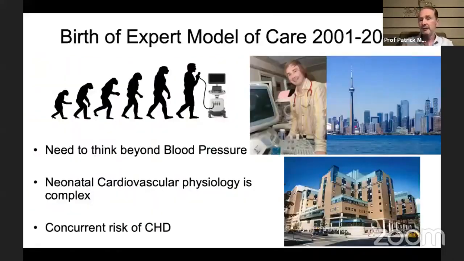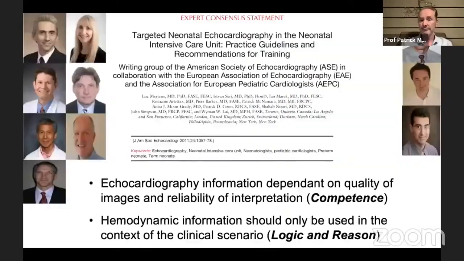So for this and many other reasons, between 2001 and 2010, we started to build the expert model of care, which is based on thinking beyond blood pressure, recognizing that yes, newborns may have an increased risk of congenital heart disease, but more importantly, cardiovascular physiology is complex. And to provide the best care, we need to provide an individual approach to treatment.